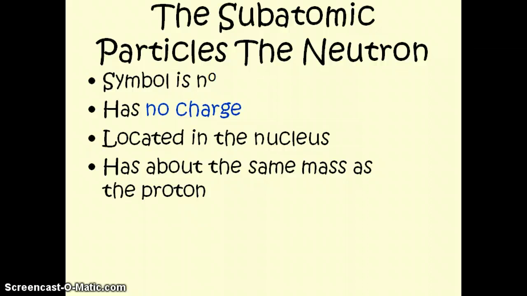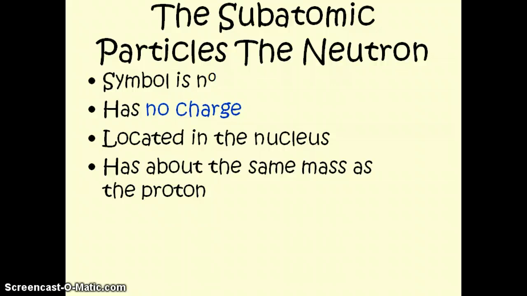The second of our subatomic particles is the neutron. The symbol is N with a little 0 superscript. It has no charge. It doesn't have a zero charge, as a lot of people think; it has no charge. A neutral charge is the same thing as saying that there is no charge. So there's not positive, not negative.